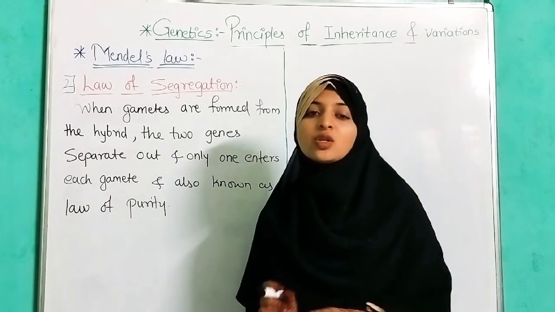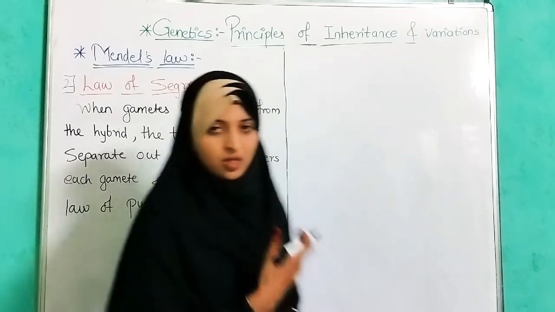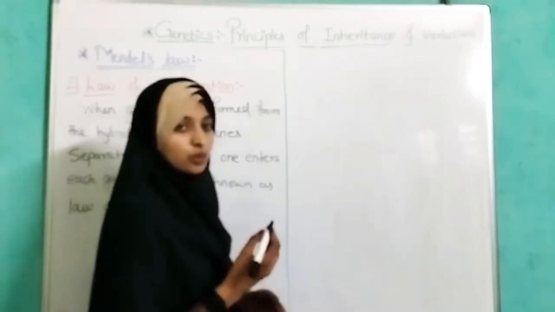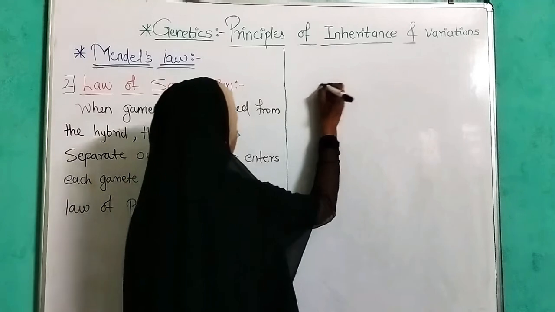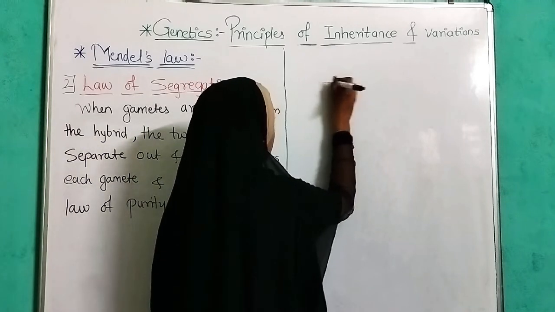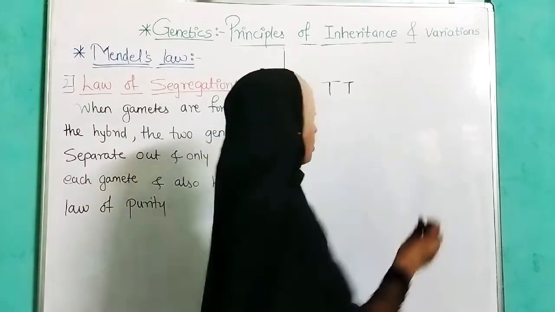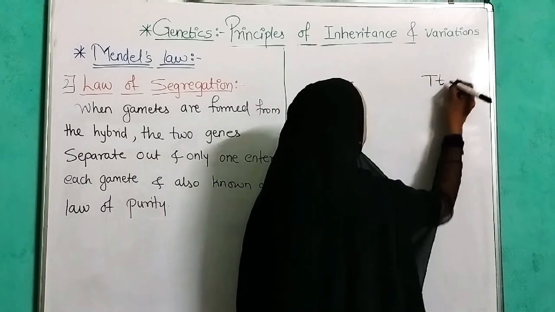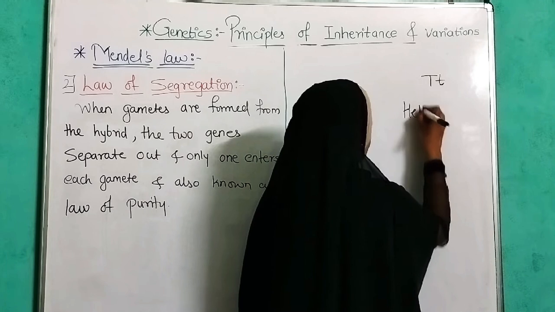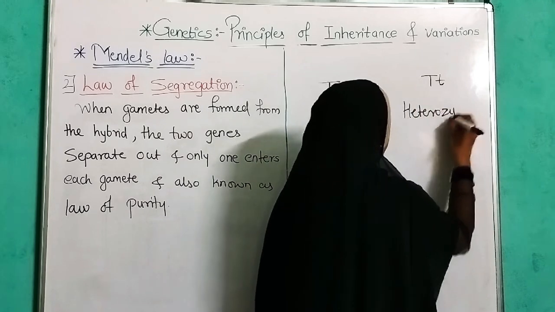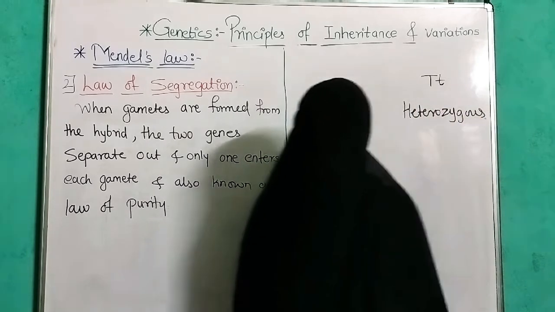So now see here, if we are going to discuss this law, we come to know that if we take a homozygous tall and a heterozygous tall plant, this is heterozygous and this is homozygous.